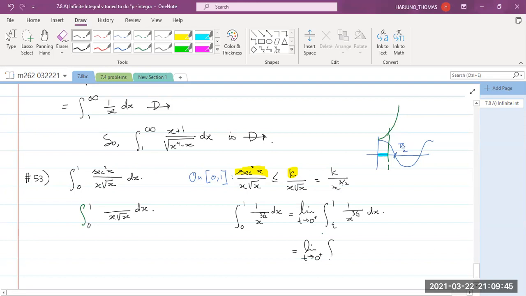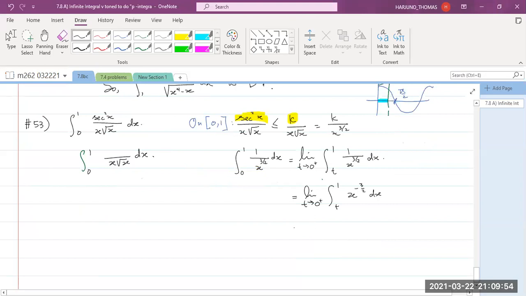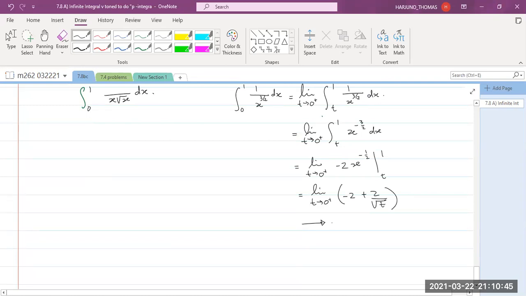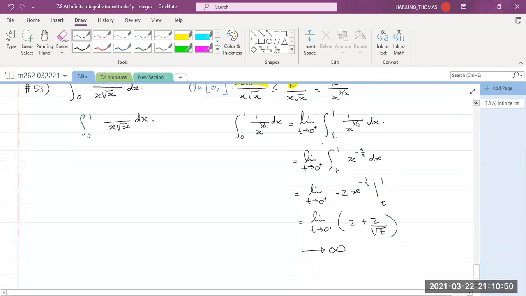So this is integral from t to 1 of x to the power of negative 3 half dx. That's limit t goes to 0 positive of negative 2 x to the power of negative 1 half from t to 1. That's negative 2 plus 2 over square root of t. I forgot the limit. Yeah, this will be infinity. This is divergent. So I need to bound it below instead.